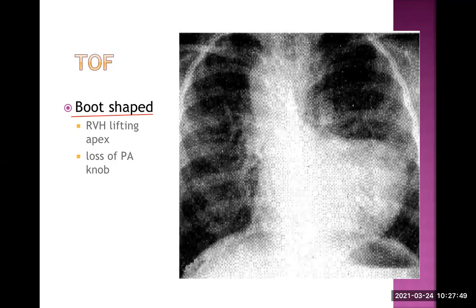This is important to understand. In case of tetralogy of Fallot, the right ventricle is hypertrophied. So this right ventricular hypertrophy is elevating the left ventricle upward. That's how it looks like this. At the same time, the pulmonary artery is underdeveloped in tetralogy of Fallot, so the elevation normally shown here by the pulmonary artery is absent. So there is a depression-like structure present here. All together, this looks like a boot-shaped heart.